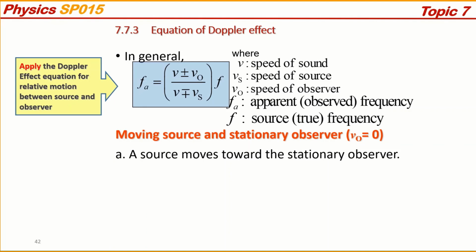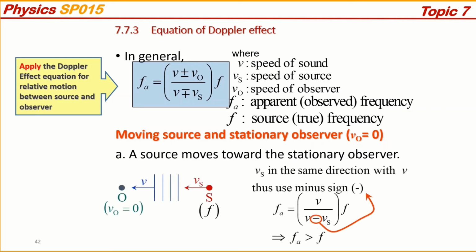For moving source and stationary observer, a source moves toward the stationary observer. Sketch O and S. Let V be directed to O. Vs is in the same direction as V, thus use minus sign, negative. So fa equals V over V minus Vs times f. Therefore, fa greater than f.